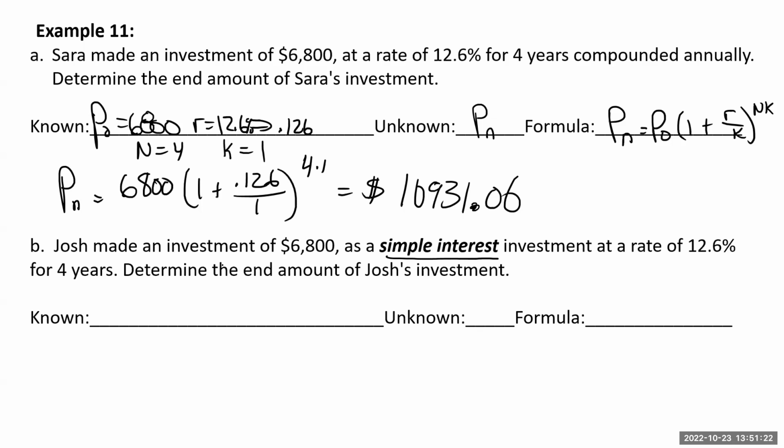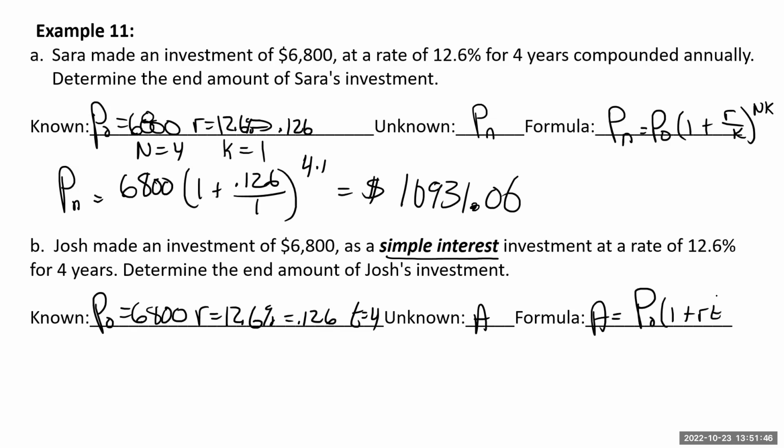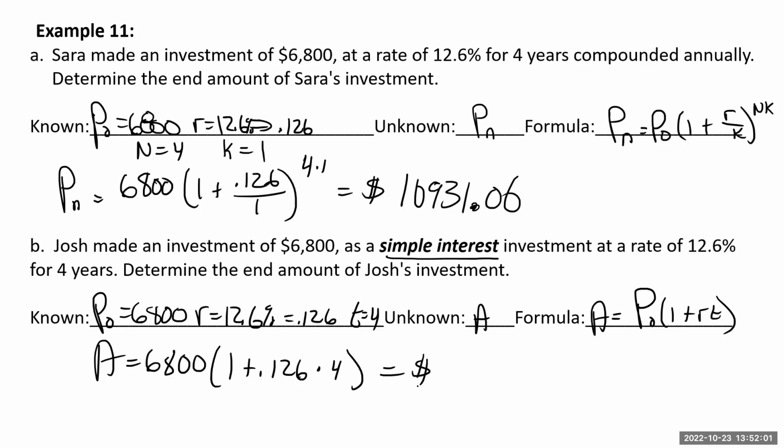Now our friend Josh made an investment of $6,800 at simple interest of 12.6% for 4 years. Determine the end amount of Josh's investment. So initial amount P sub 0, 6,800. Interest rate still the same, 0.126. The time still the same, 4 years. We're looking for the amount in the account after this time. So since I'm looking for the A value, I'm going to use A equals P sub 0 times 1 plus rt, the simple interest formula, because it said simple interest in the problem. So we have A equals 6,800 times 1 plus 0.126 times 4. And let's see how much Josh has in the bank.